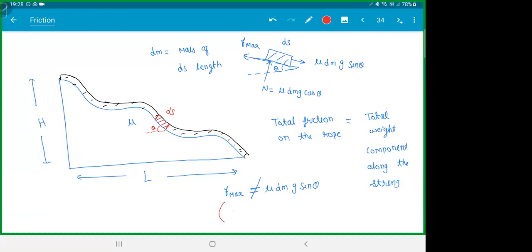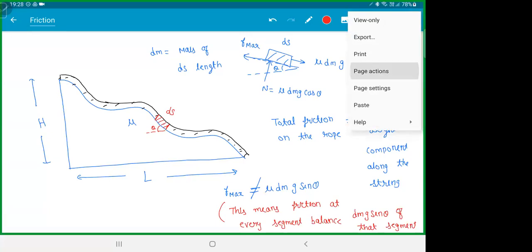If you write this, this implies this means friction at every segment balances dmg sine theta of that segment, which is wrong. कोई guarantee नहीं है. Are you getting this? So what should be true? I'll just turn the page.